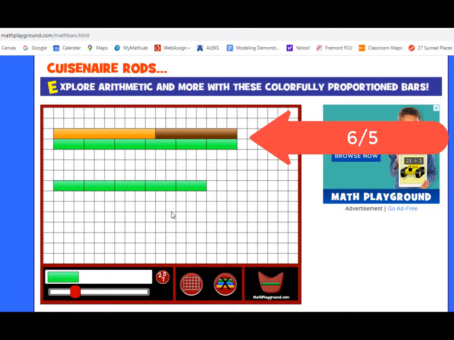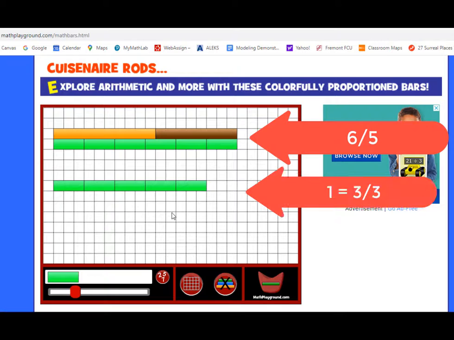Okay, so there's 1. But the problem doesn't want us to represent 1. It wants us to represent 2/3. Well, 2/3 means we have 2 equal pieces when each piece is 1/3. Well, these 5 lime green ones together represent 1. So we need to cut this into thirds so we have thirds in order to come up with 2/3.